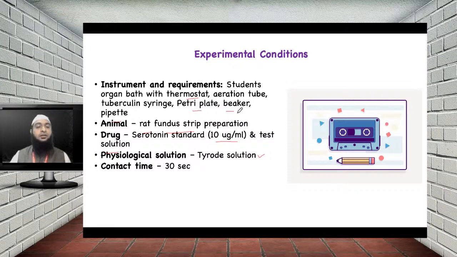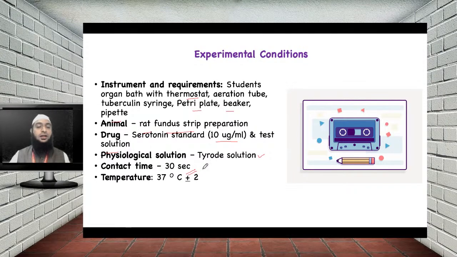But the most important thing is that here the contact time is 30 seconds, whereas in case of rat ileum, the contact time we used was 60 seconds. Since the rat fundus strip is a very fast contracting tissue, the contact time, that is the amount of time for which the drug remains in contact with the tissue, is reduced to a greater extent. So here it is reduced to 30 seconds instead of the 60 seconds that we saw in the rat ileum in the earlier experiment. So the contact time is 30 seconds.